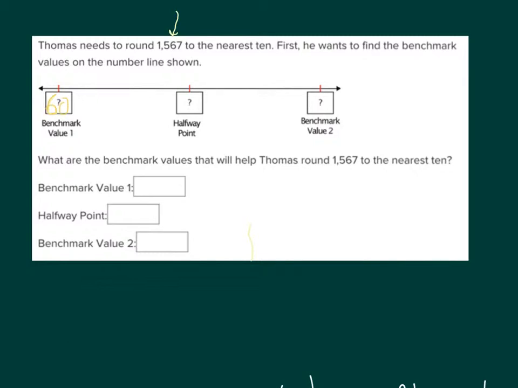So 67 is in between 60 and 70. And the halfway point would be 65. So I'll write the answers in the correct spots. The benchmark value 1 is 60, benchmark value 2 is 70, and the halfway point is 65.